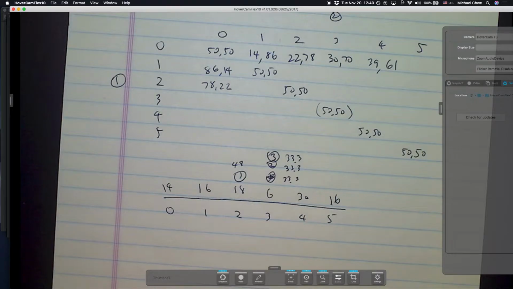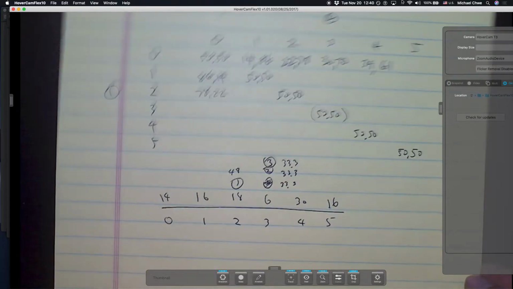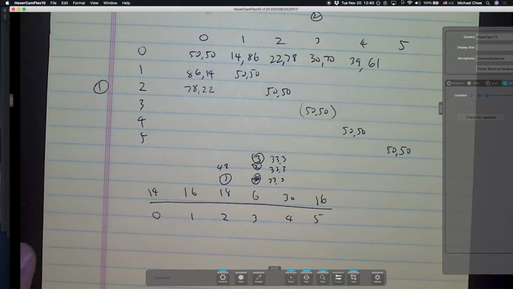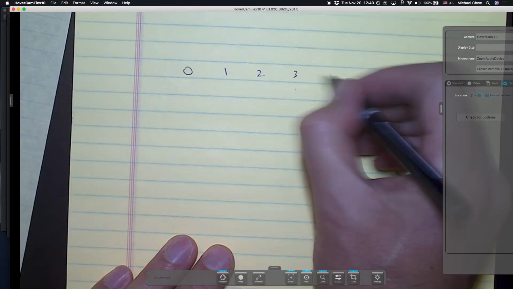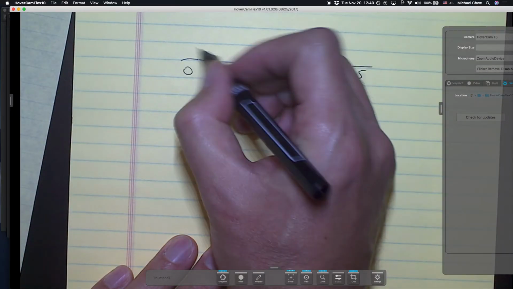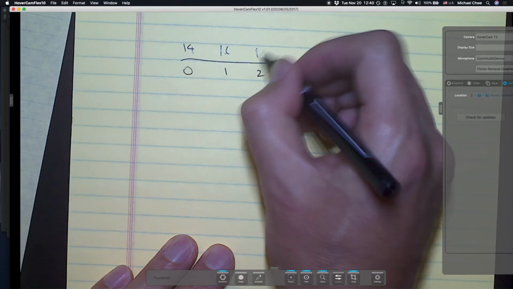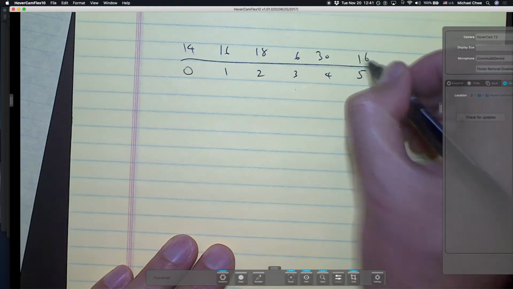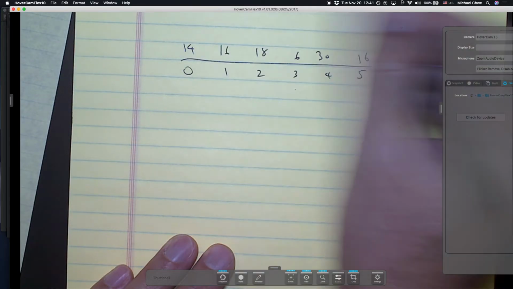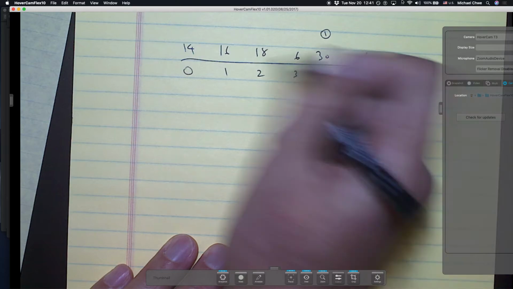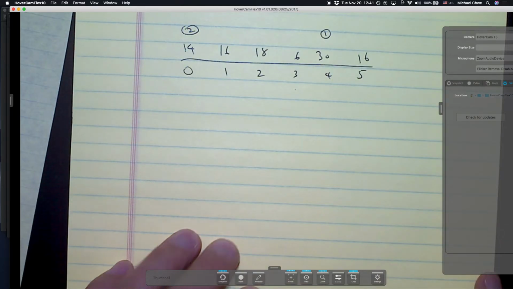Can I just have a question? It's just for question 1 on how to fill up the table, on how to split it. Like let's say player 1's at 4 and player 2 is at 0. How do you split it up? 14, 16, 18, 6, 30, 16. So candidate 1 is at 4 and candidate 2 is at 0. How does that get split up?